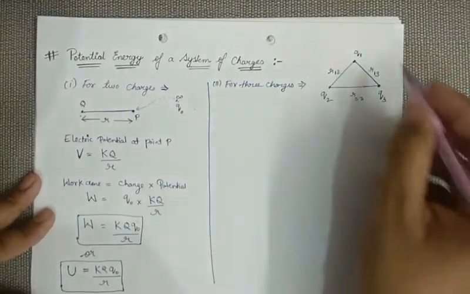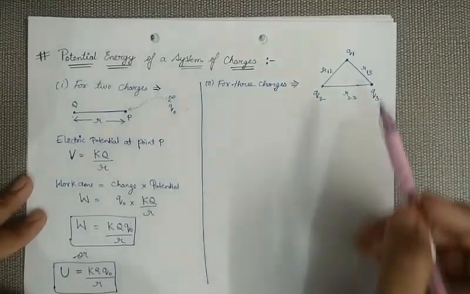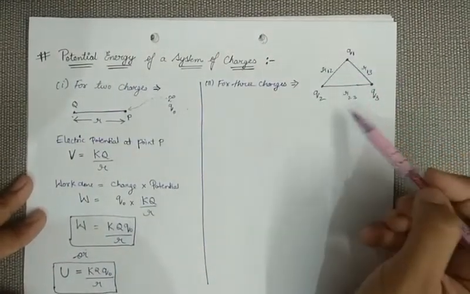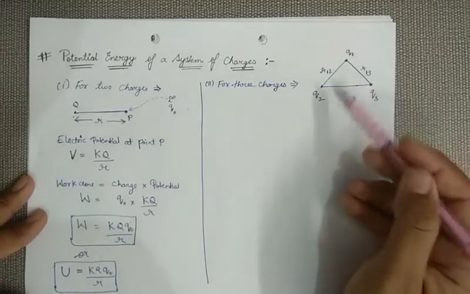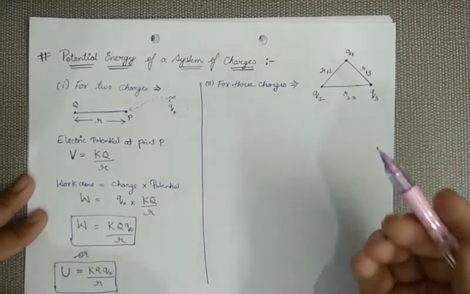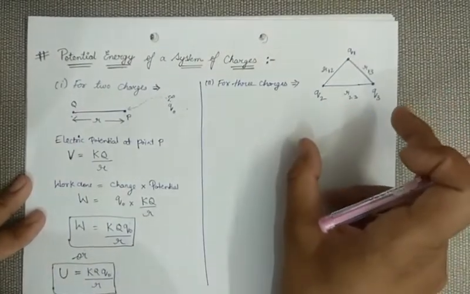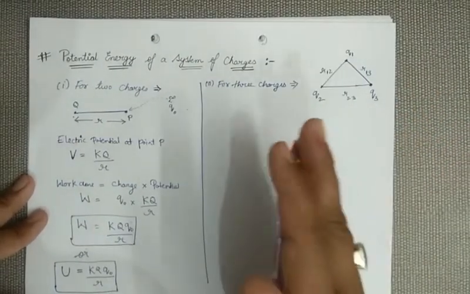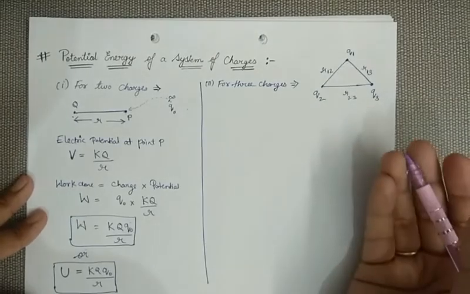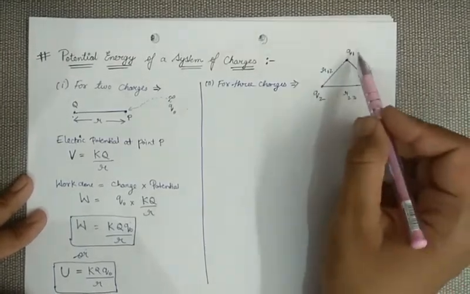So how do we find the total work done? I have to find the total work done in this system, or the total energy stored in the system, or the amount of energy required to split these charges. The amount of energy required to build the system and the amount of energy required to split the system are equal. So see, we take one charge at a time.